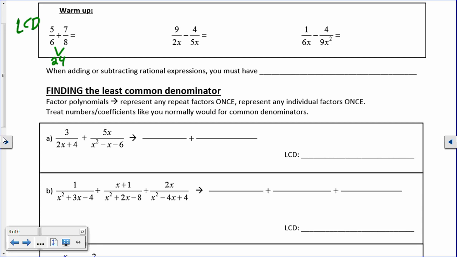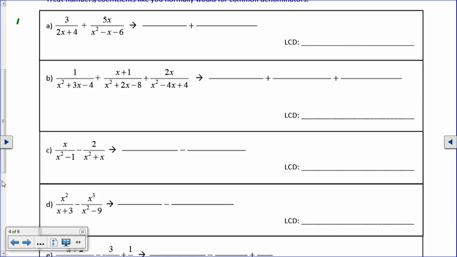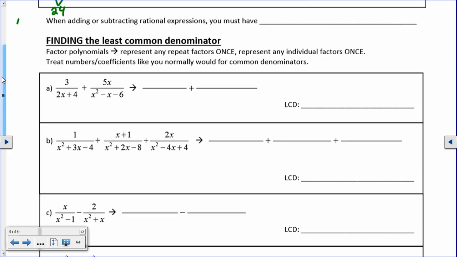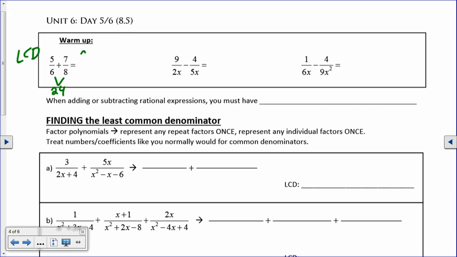make them be 24? Multiply. You multiply times what you need to get the 24. So what do I have to multiply the first fraction by to get 24? 4. Do I multiply just the bottom? No. I have to multiply the top and the bottom. So my first fraction becomes 20 over 24. So I have to multiply top and bottom by 4. Can't just change one part of the fraction. That would mess up the equivalence.